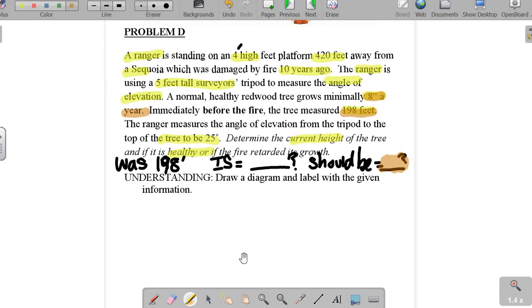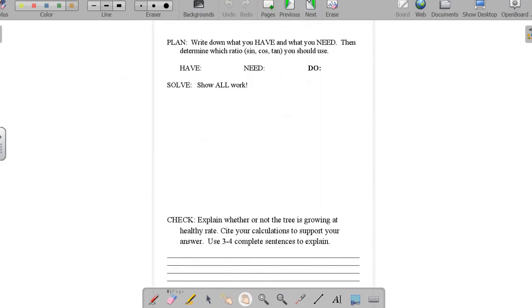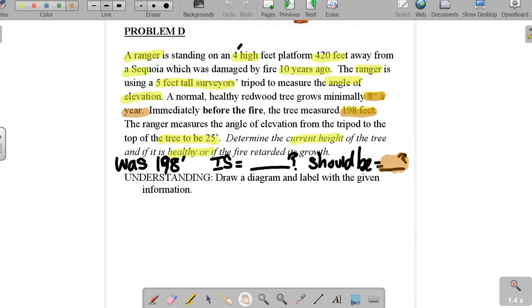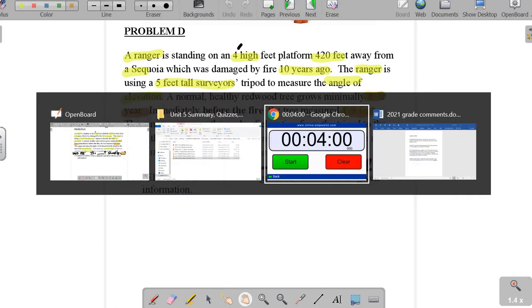You could do your drawing here. There's more calculations involved, so there's extra workspace here along with your have, need, do setup. Do 4 minutes as best you can on your own. Go.